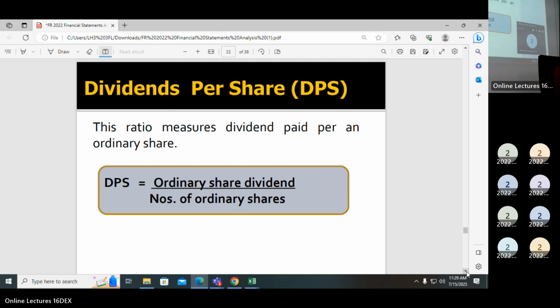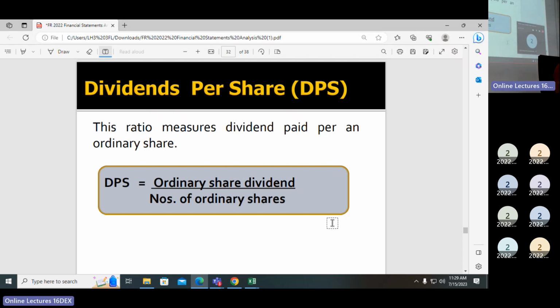So ordinary share dividend divided by number of ordinary shares gives the per share dividend. A higher per share dividend is always something investors like to receive, right? Higher dividend per share.